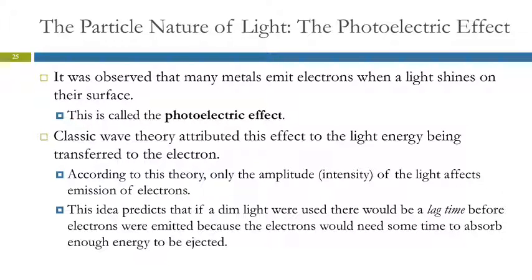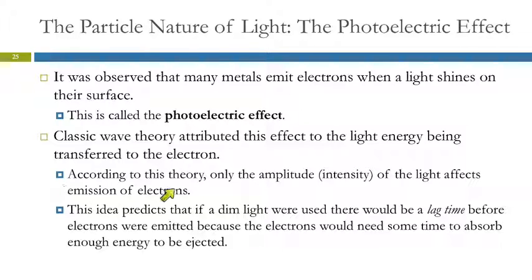Okay, so jumping from that to the photoelectric effect. It was observed that many metals will emit electrons when a light shines on their surface. It's called the photoelectric effect. Photo for the light and electric for the electrons coming out. And classic wave theory said, well, that's happening because the energy from the light is being transferred to the electron. And when the electron soaks up enough energy, then it can be emitted from the metal.